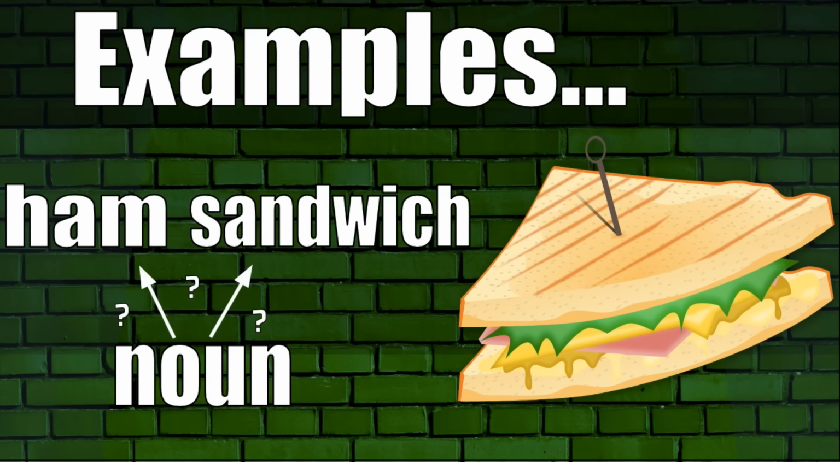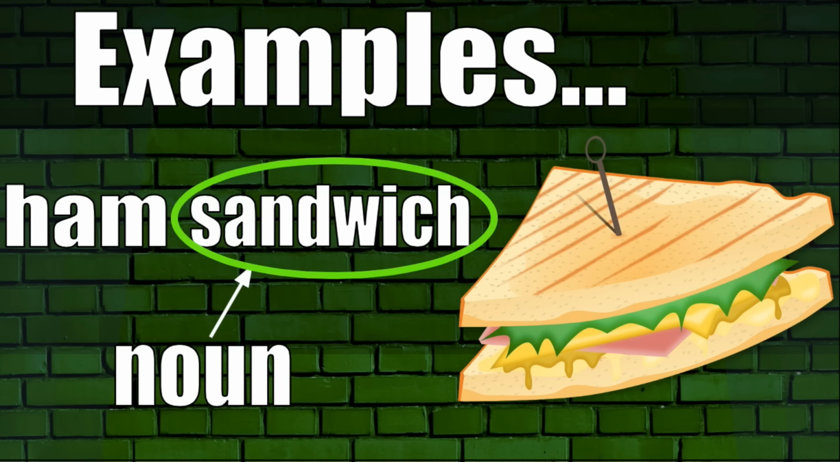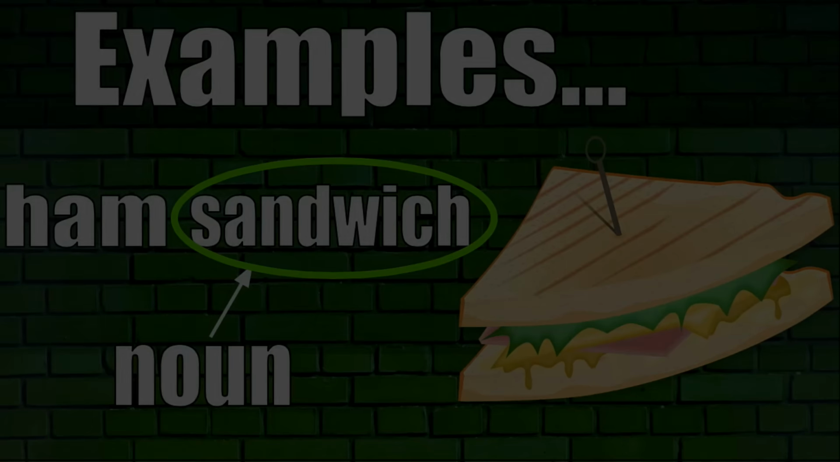But what about ham sandwich? Which word is the noun? In this case, the word sandwich is the noun, and the word ham is just describing what kind of sandwich it is. The word ham by itself would be a noun, but in this case, sandwich is the noun, because if you're talking about a ham sandwich, you're talking about a sandwich, not ham.